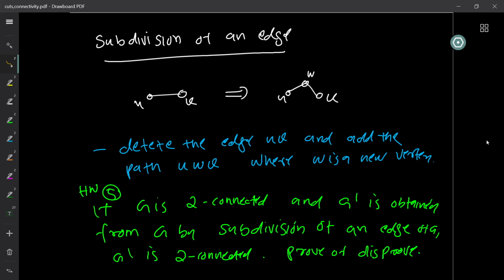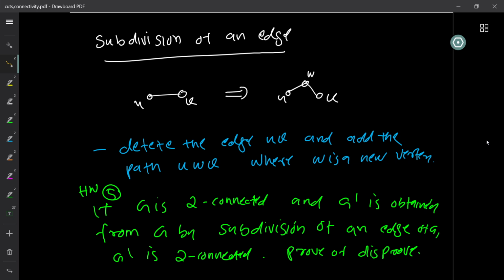Now, to give another exercise, I want to define something very simple called subdivision of an edge. Subdivision of an edge is basically like, you take an edge, then introduce a vertex in the middle. You split the edge into two by introducing a new vertex. So this is basically deleting the edge UV and adding a path UWV, where W is a new vertex. We have the edge UV here, and this edge becomes the path UWV, where W was not part of the vertex set of the graph. It is a new vertex which is added, and then you have a UWV path.